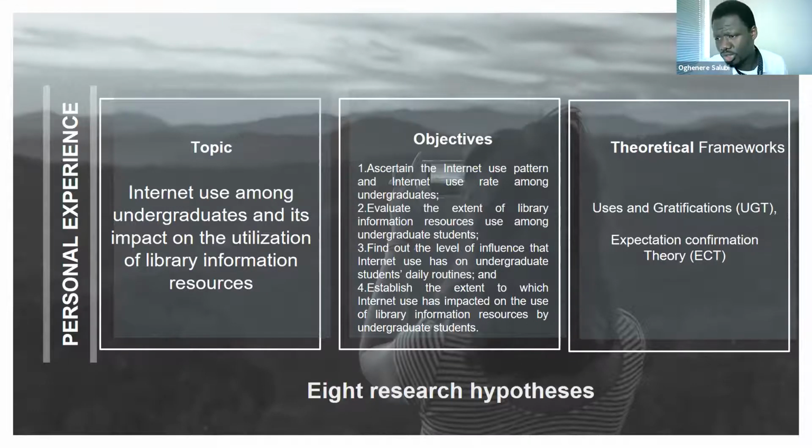So for all of the constructs within these 2 theories, just because of my research question 2, I had to import the expectation confirmation theory, while the UGT catered for research questions 1, 3, and 4. At the end of the day, I came up with what is called a grander theory, fusing the elements from the uses and gratifications theory and the expectation confirmation theory to come up with the use of library and information resources among Gen X students.